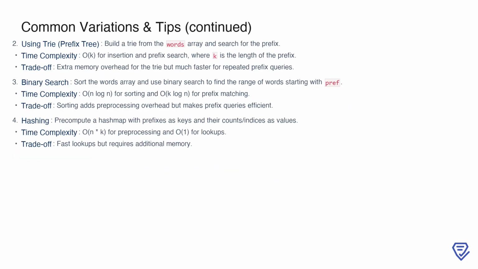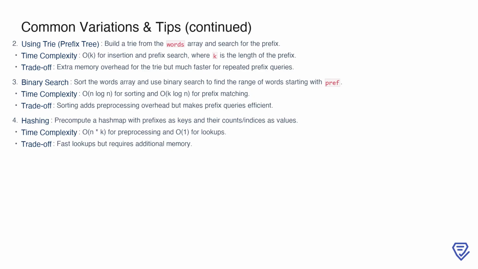For more advanced solutions, consider using a trie or prefix tree. By building a trie from the words array, you can achieve efficient prefix searches with a time complexity of k for both insertion and lookup, where k is the length of the prefix. The trade-off here is the additional memory overhead required to maintain the trie structure, but this approach can be significantly faster for repeated prefix queries.